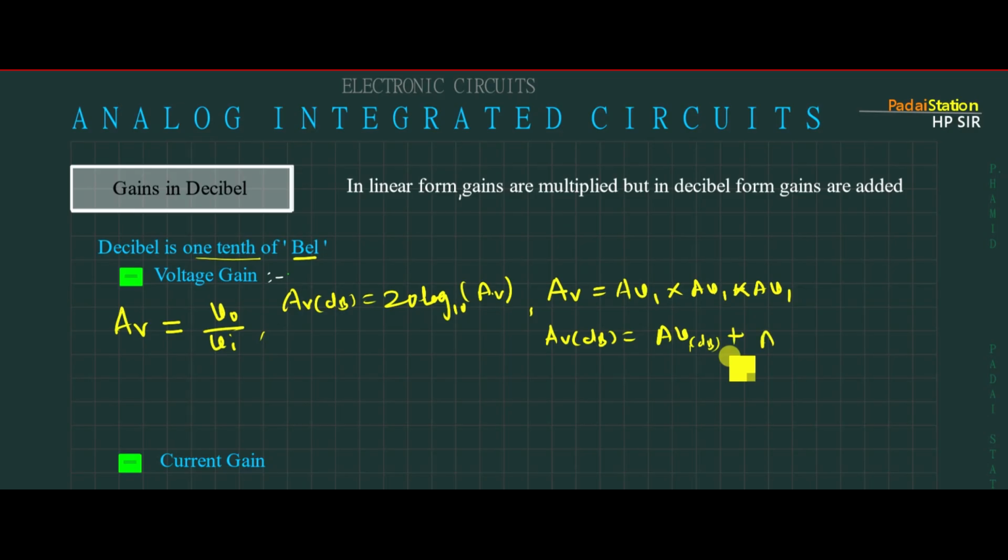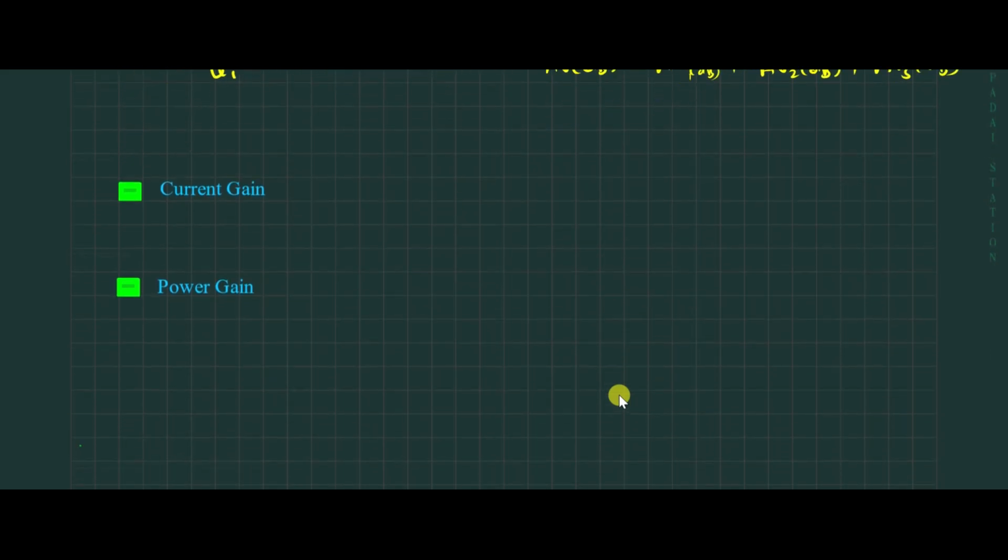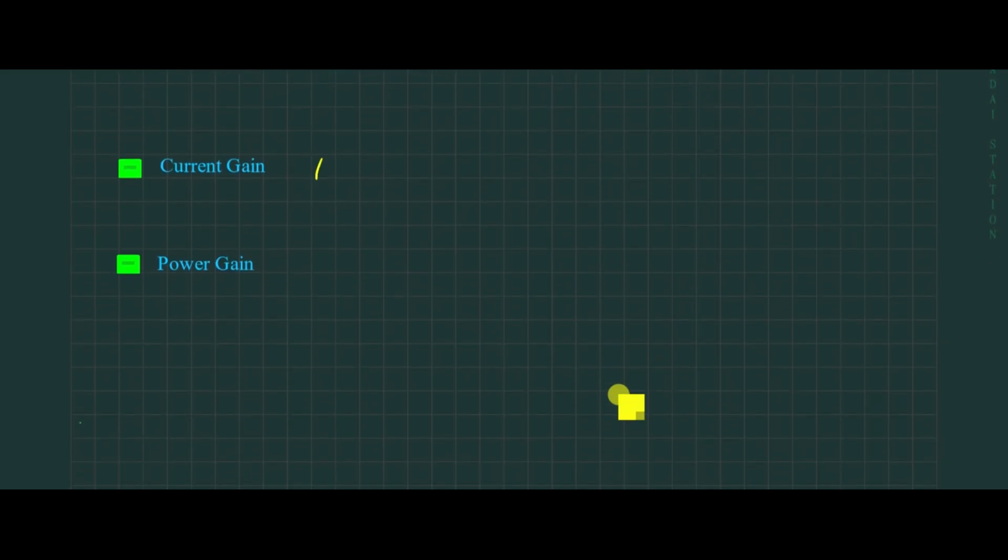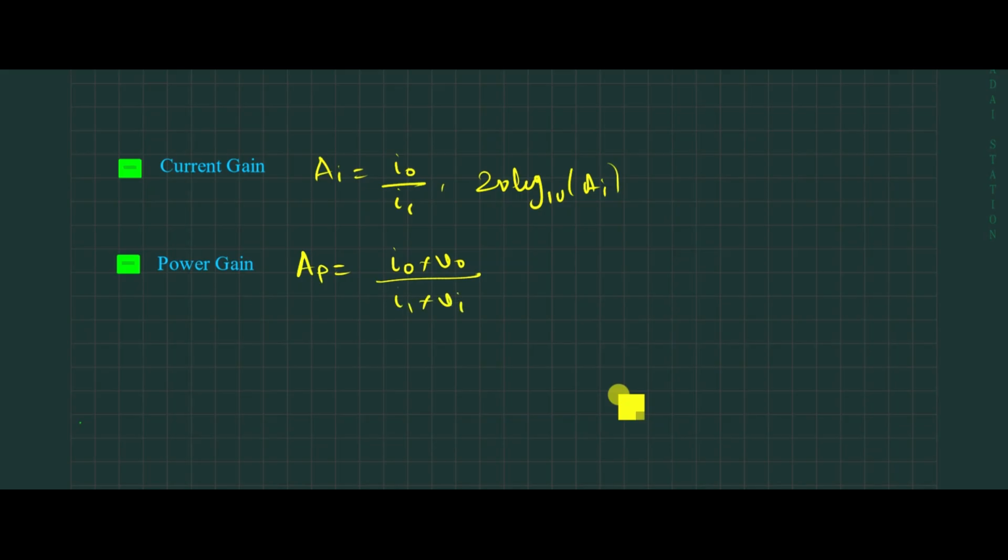Now, what is current gain? It is Ai, which is I naught, output current, divided by input current, and it is also given by 20 log to the base 10 of the linear gain. Power gain is Ap. Output current into output voltage is output power, and input current into input voltage is input power. In decibel it is given by not 20 log, but 10 log to the base 10 of the power gain. Okay, moving on to the next topic.